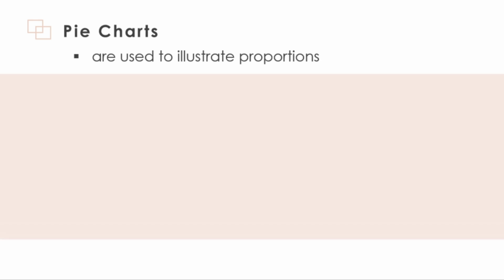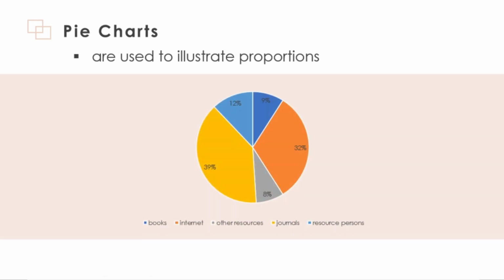And next, pie charts. Pie charts are used to illustrate proportions. So in this example, these are resources used by students to answer assignments. For the books, we have 9%. For the internet, we have 32%. For other resources, 8%. Journals, 39%. And resource person, 12%.